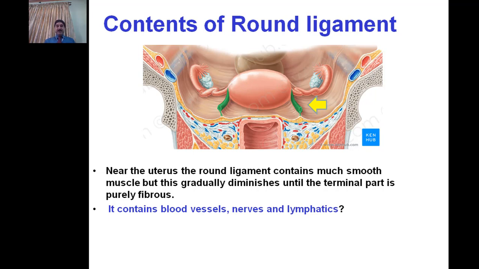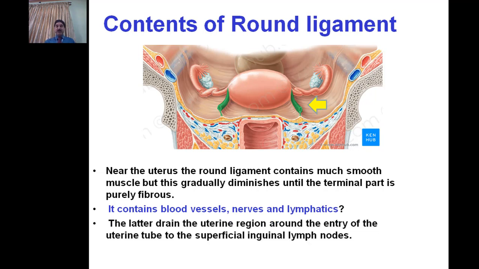The lymphatics are important because from the angles of the uterus, they drain to the superficial inguinal group of lymph nodes through the round ligament. So malignancies from this region can present in the superficial inguinal group of lymph nodes. These lymphatics drain the region around the entry of the uterine tubes to the superficial inguinal lymph nodes. Uterine neoplasms may spread by this route from uterus to the superficial inguinal group of lymph nodes.